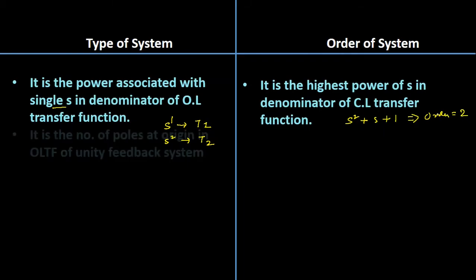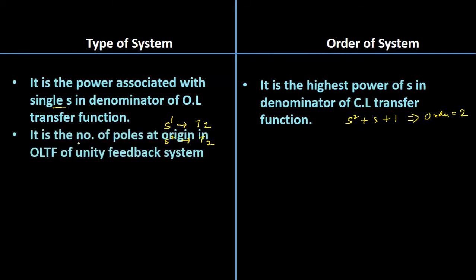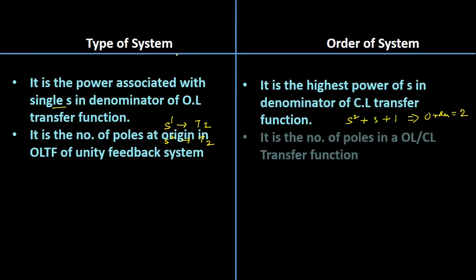Okay. Next, the type of system is the number of poles at the origin in the open loop transfer function of the feedback system. So whatever be the number of poles present at the origin in the open loop transfer function of the unity feedback system, that will give the type of the system. And the order of system is the number of poles in the open loop or closed loop transfer function. So the total number of poles present in the open loop or closed loop transfer function will be the order of the system.